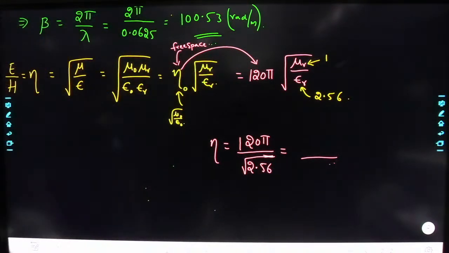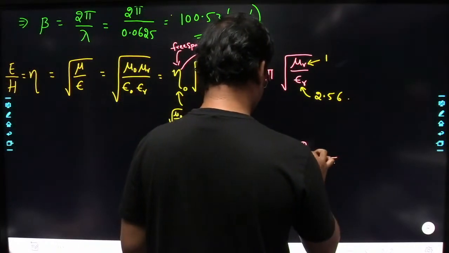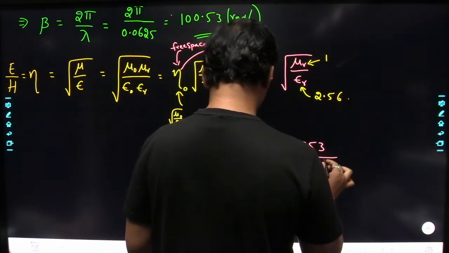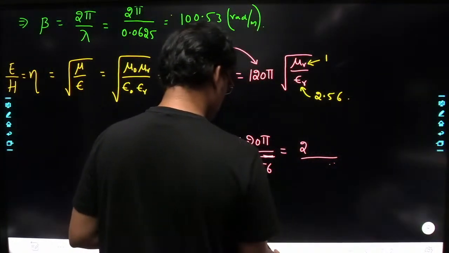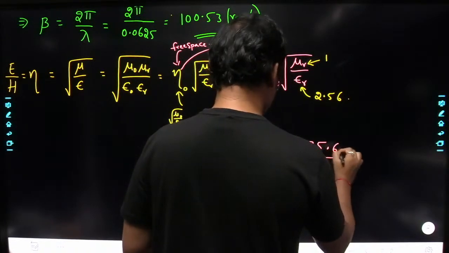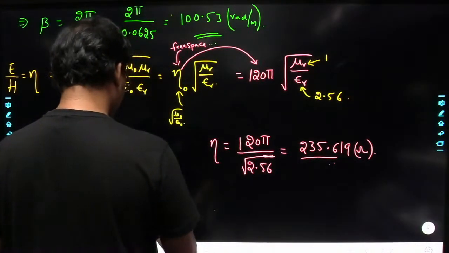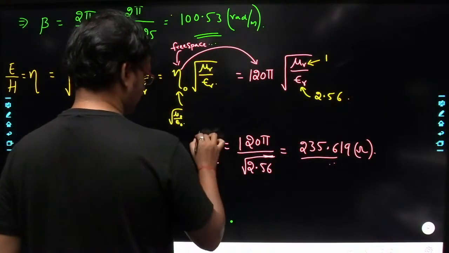What are you going to get? 120 pi divided by square root of 2.56 gives 235.619 ohms. This is the intrinsic impedance value you are going to get.